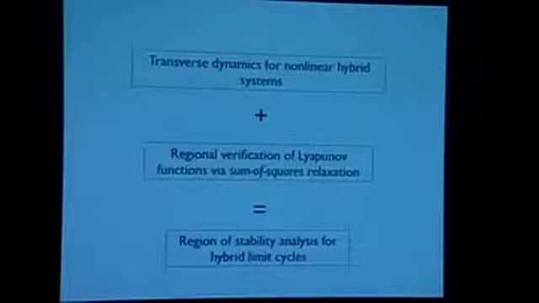There are going to be a few equations in this talk, but the most important equation is this one, which is basically: if you take transverse dynamics for nonlinear hybrid systems and add to that regional verification of Lyapunov functions via a sums of squares relaxation, you get region of stability analysis for hybrid limit cycles. So I'm going to step through both of these different things and explain what they mean with the aid of a few simple examples.